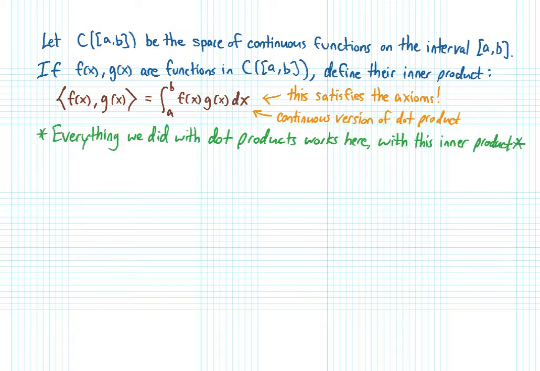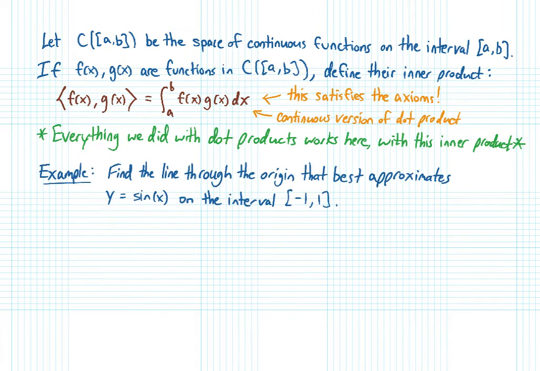Well, the key point is that everything that we did with dot products, the concept of orthogonality, orthogonal projection formulas, etc., all of that stuff carries over directly into this setting where we use the inner product instead of the dot product. So here is a good example to get started. Suppose we wanted to find the line through the origin that best approximates the function y equals sine of x on the interval from -1 to 1.